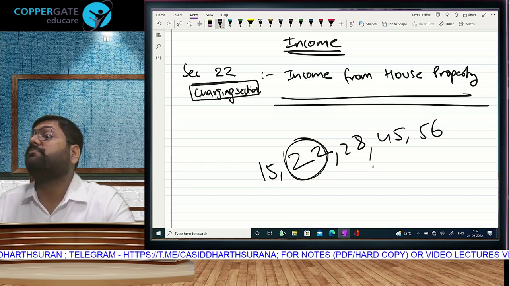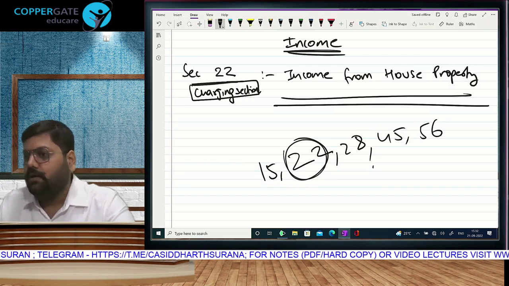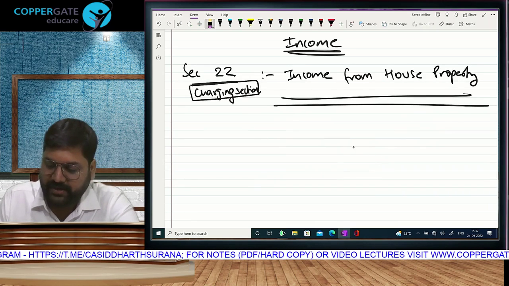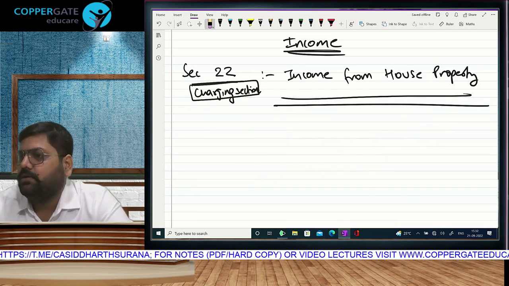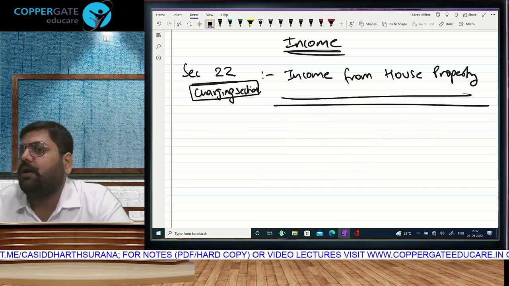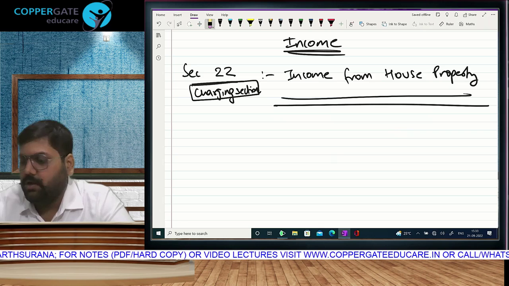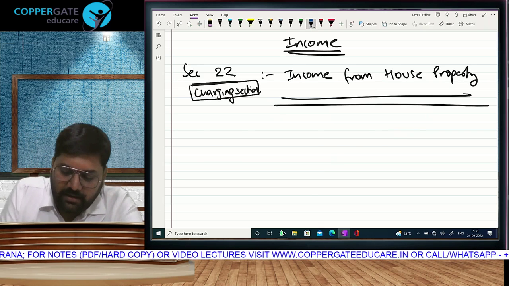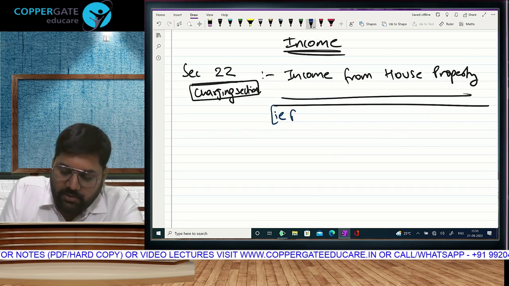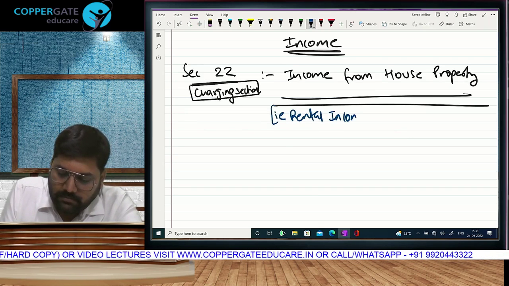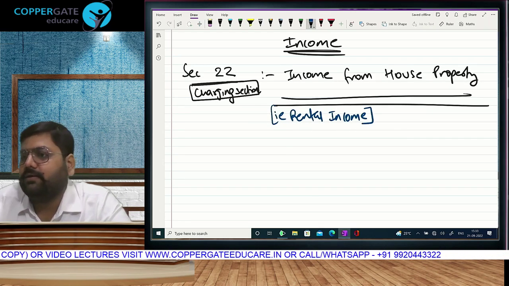That section which makes which income taxable. If you have income from house property, bro, then you pay tax. That is charging section 22, to tax income earned from house properties. This is a special head that has come to tax your rental income.